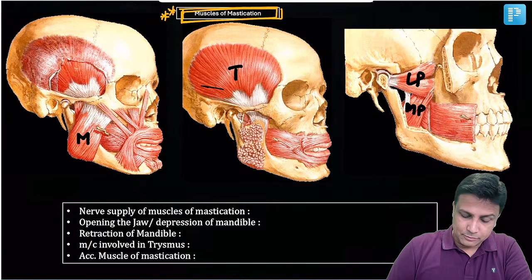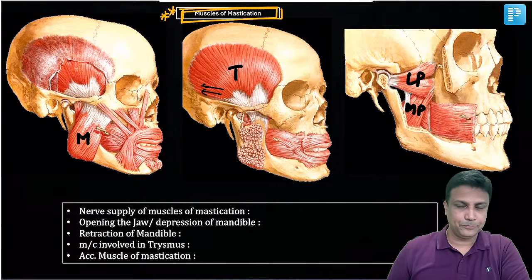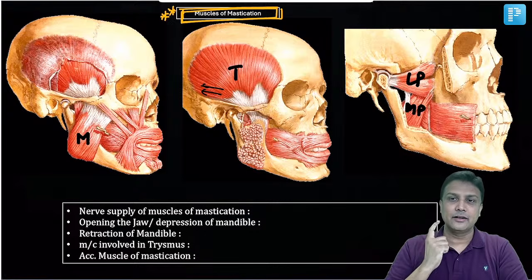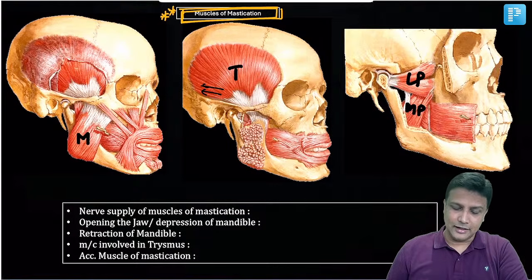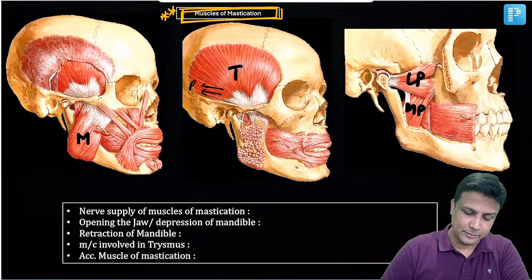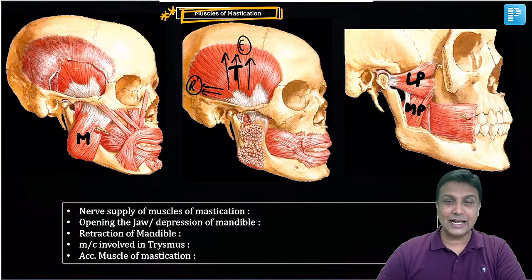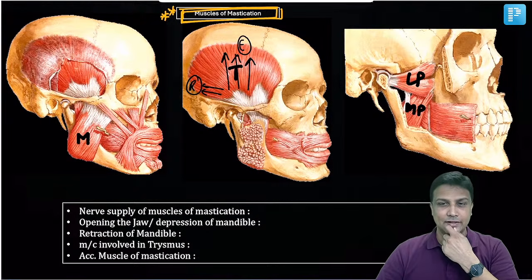Temporalis muscle, the posterior most fibers are more horizontal here. Because these fibers are more horizontal, when they contract, they are going to pull the mandible behind, and that is why it is retraction of the mandible. And these vertical fibers here are going to pull the mandible above, that is nothing but elevation of the mandible there.